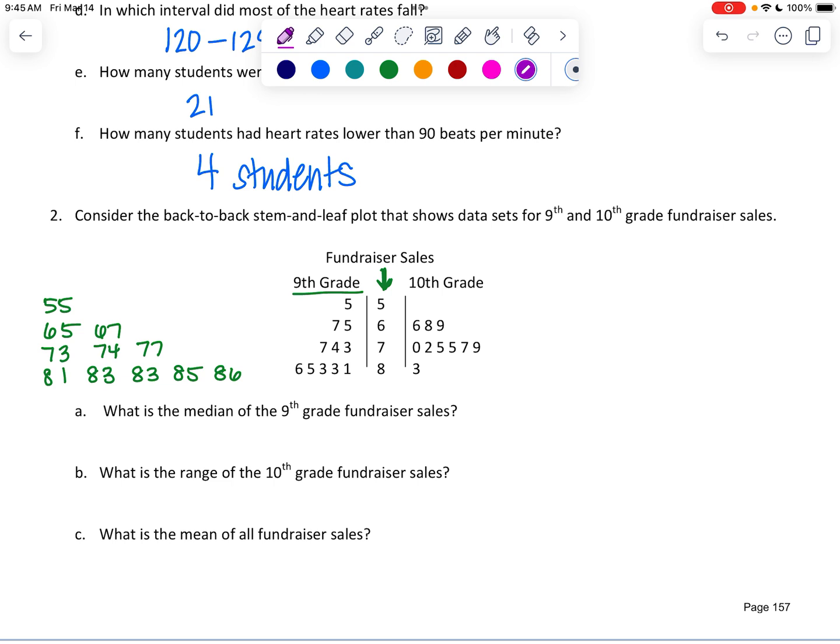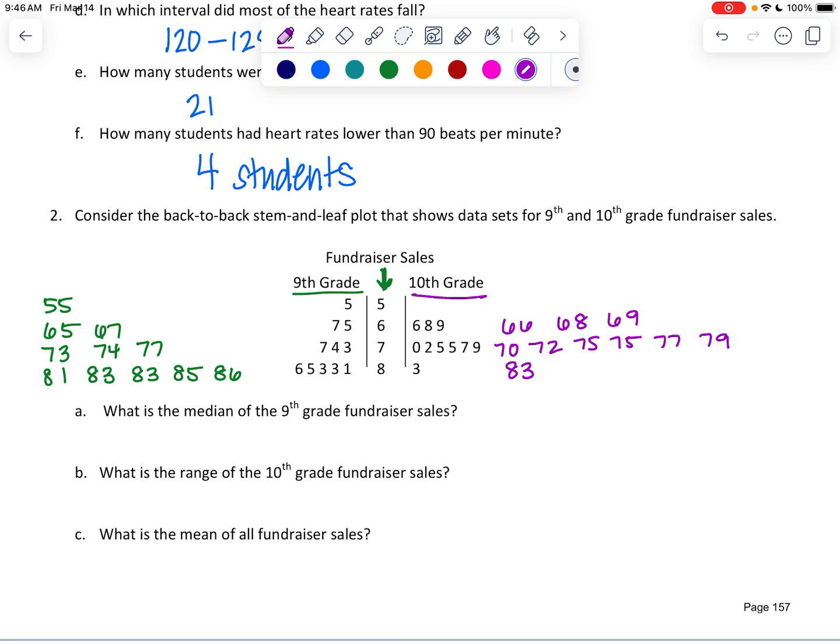There's nothing in the 50s for the 10th graders, but they have a 66. A classroom got 66. We have 68. We have a 69. We have a 70. We have a 72. 2 75s. We have a 77. We have a 79. We also have an 83. Okay, so that's going to be my 10th grade data. So now it's just two groups of data displayed on the same stem and leaf chart.